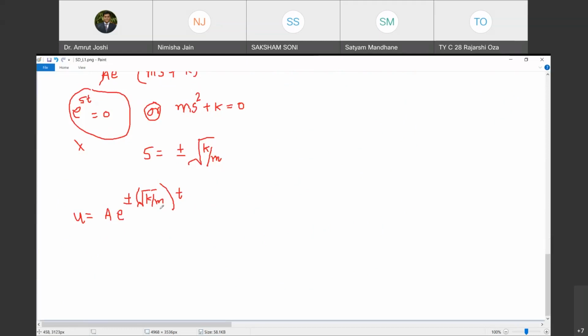Now I have to make use of both these solutions. So s equal to plus root k by m gives me one solution, s equal to minus root k by m gives me another solution. If I add two solutions of the differential equation, the resulting sum is also a solution of the differential equation. Do you agree with me? Yes, sir.